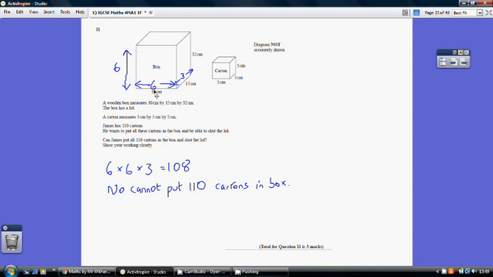So the number of cartons is going to be 6 along, 3 back, and 6 layers. So 6 times 6 times 3, which is 108 cartons. So we cannot put 110 cartons in the box. He's got 110 cartons. We can't fit them all in. We could only fit 108 in.